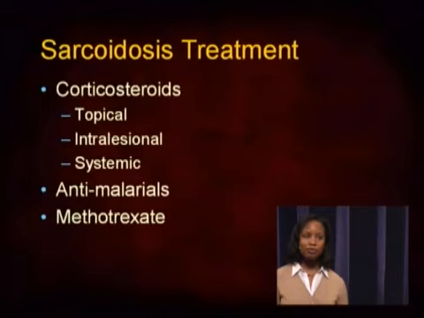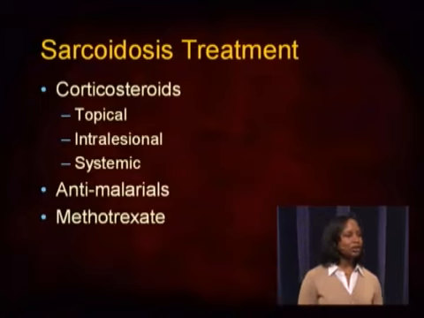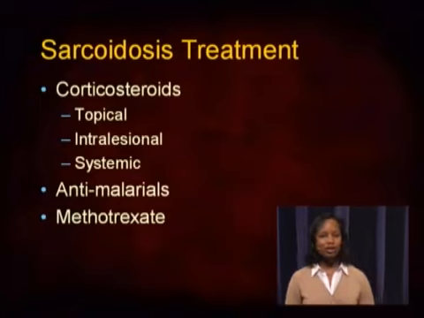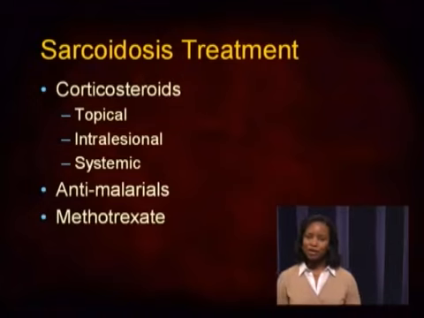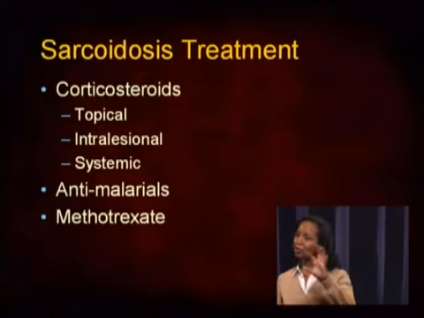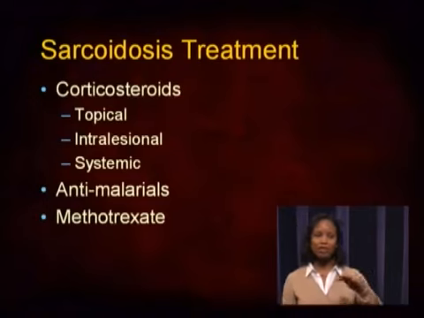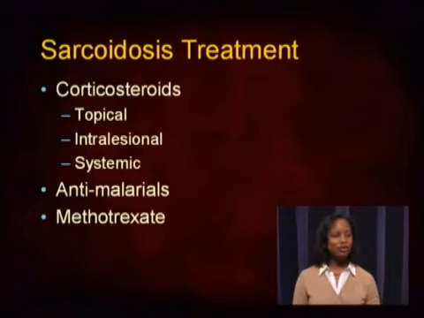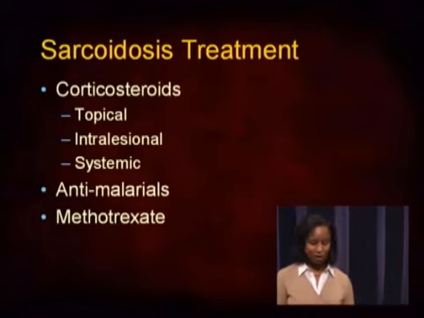In terms of treatment for sarcoidosis, corticosteroids really are a good start and can be used topically sometimes depending on the location and the extent of the disease. They can be very effective used intralesionally because, again, remember those granulomas are in the dermis. They're not right there at the surface, so intralesional corticosteroids can be very effective.